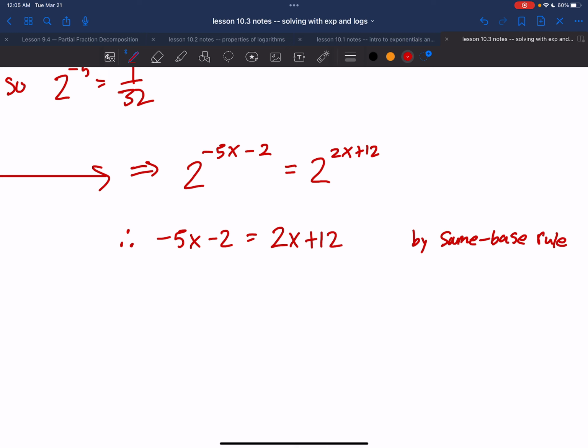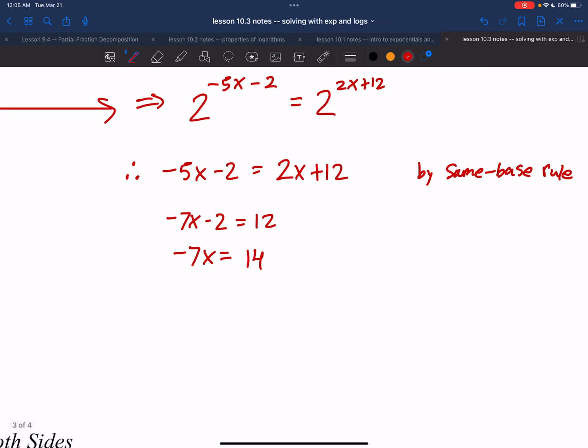And this is a very simple equation to solve for x, right? Subtract 2x to the other side, you get negative 7x minus 2 equals 12. Add 2 to the other side, you get 14. Divide both sides by negative 7. I get x equals negative 2.